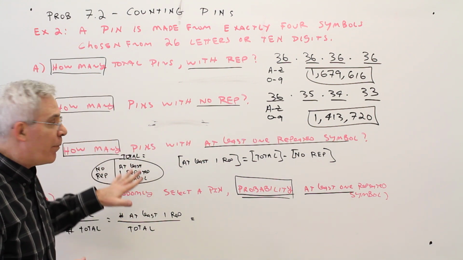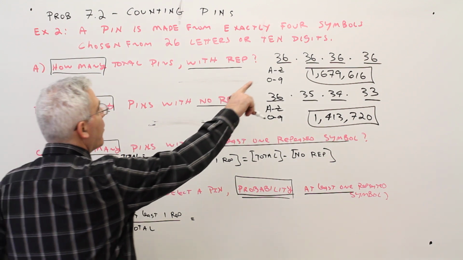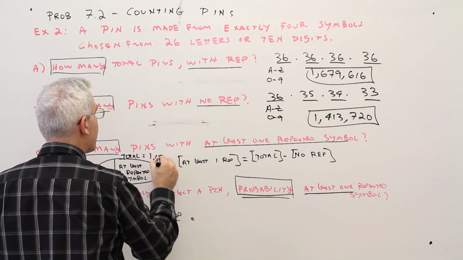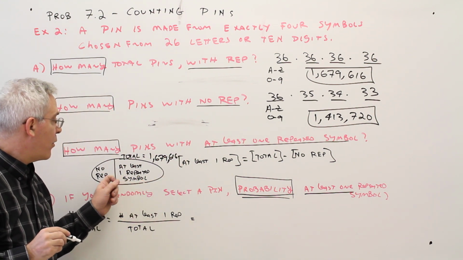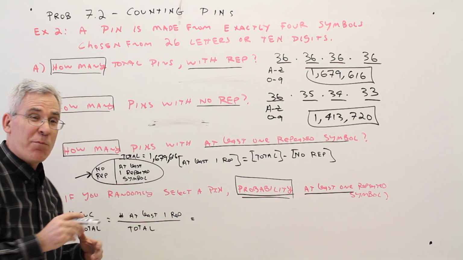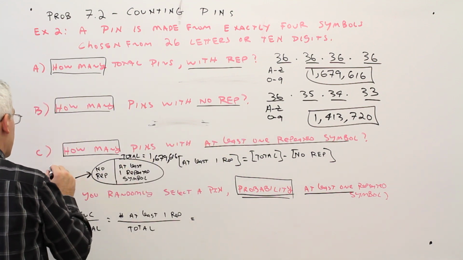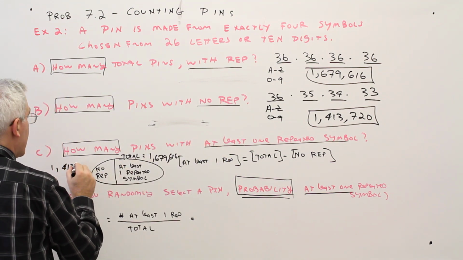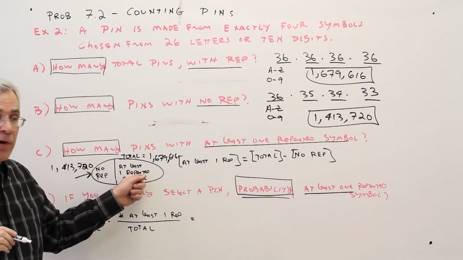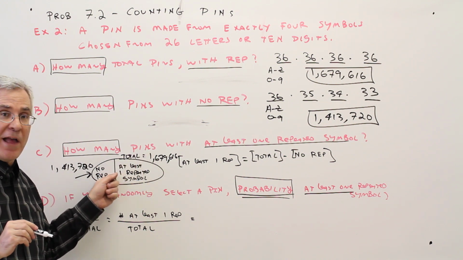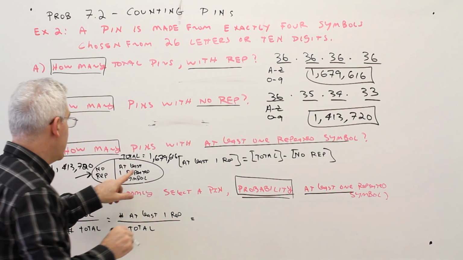So for this problem, I go back to my diagram, the total number of ways of doing something, which actually over here was 1,679,616. And then break it down into at least one repeated or no repeated. Again, it's much easier to count the ways that things don't occur. We already did that. That was 1,413,720. So if I want to find this chunk over here, it will simply be total minus that chunk there. So at least one repetition will be total minus no repetition.